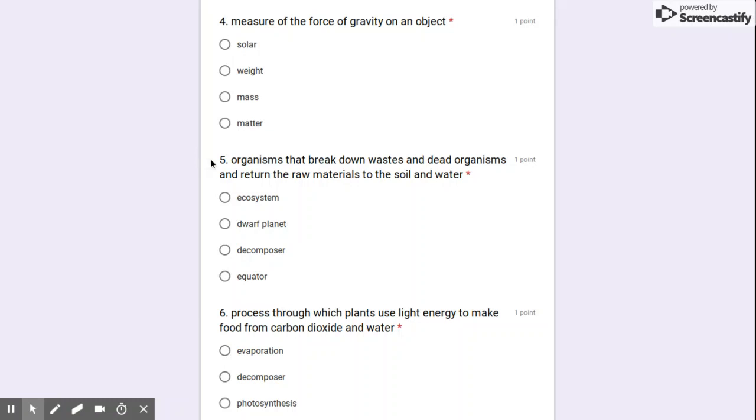Number 5. Organisms that break down waste and dead organisms and return the raw materials to the soil and water. Ecosystem, dwarf planet, decomposer, equator.